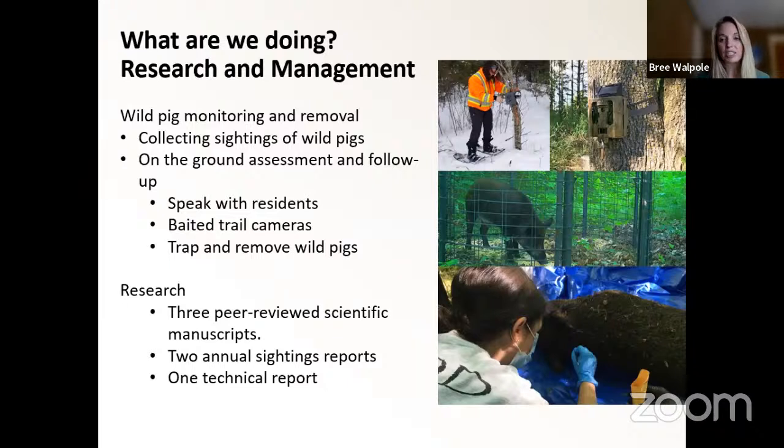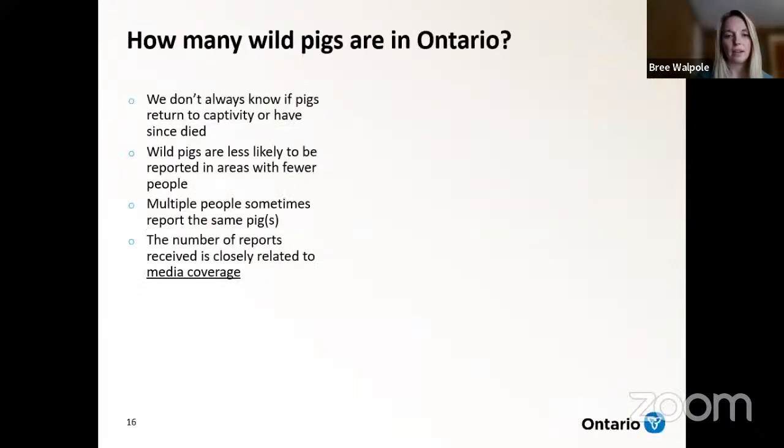So all of this research has actually led to 3 peer-reviewed scientific manuscripts. Also available on our website are 2 annual sightings reports, and so that includes the sightings information that I shared in this presentation, as well as the previous sighting report. And the team has also developed a technical report. And that technical report includes a lot of the research and on-the-ground management that has been undertaken to date. And that technical report is available upon request.